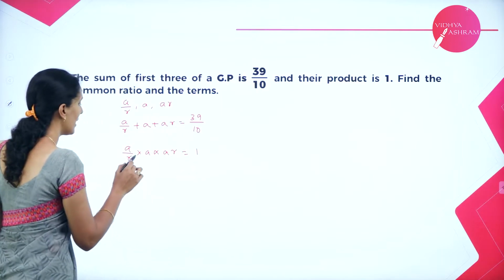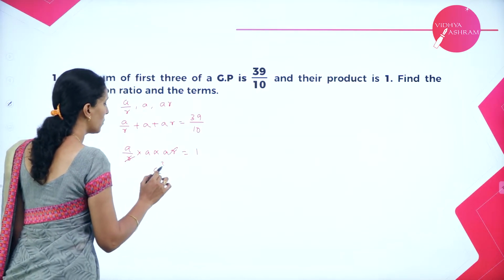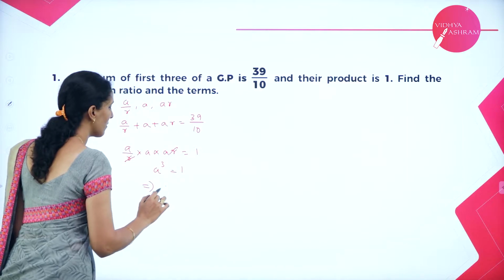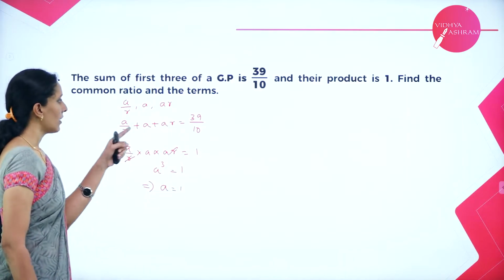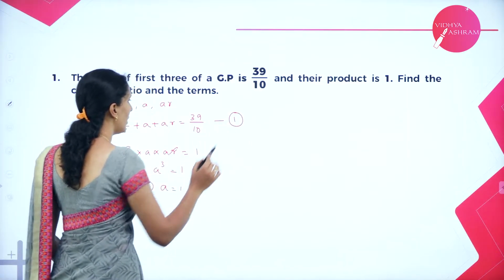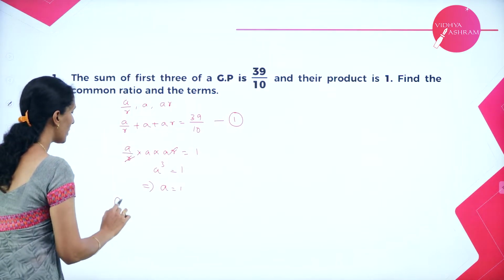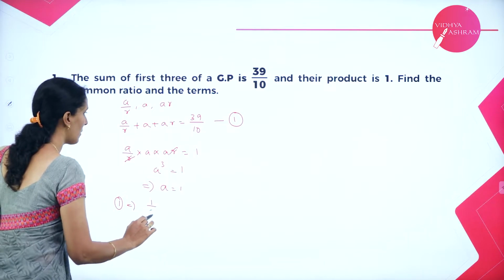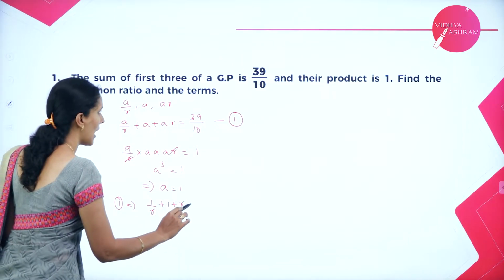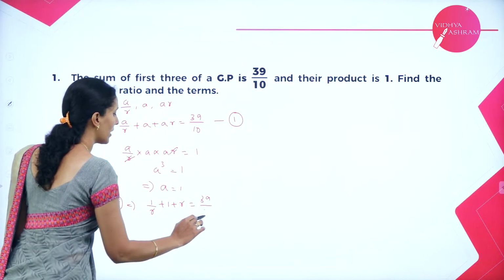1. So I can cancel R and R. I'll get A cube is equal to 1. This implies the value of A is equal to 1. If I take this as equation 1 and substitute the value of A as 1 here, I'll get from equation 1, 1 by R plus 1 plus R is equal to 39 by 10.